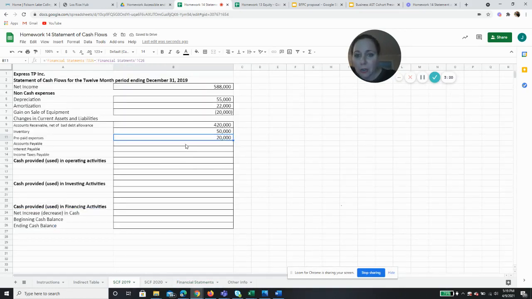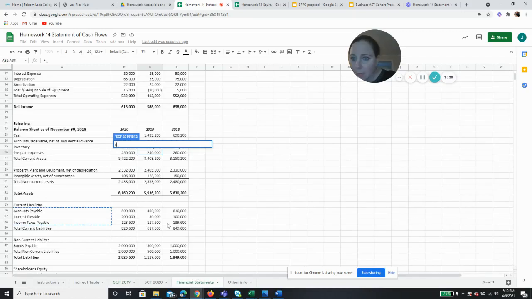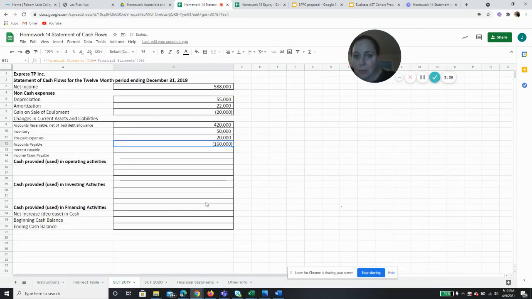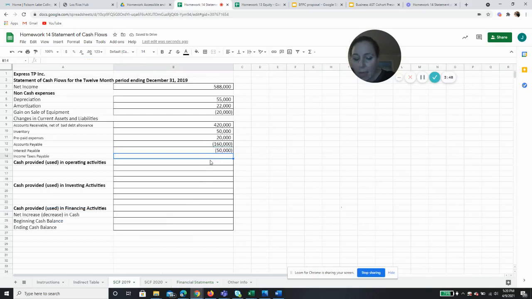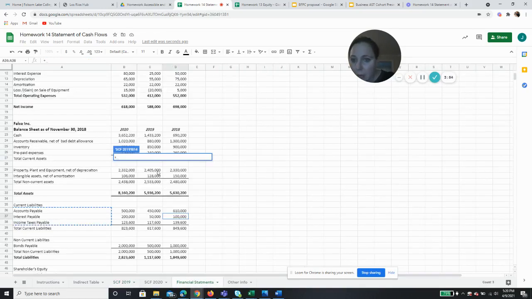For the liabilities, we'll do the opposite. If our liabilities increased, we add, and if they decreased, we subtract. So we'll take 2019 for accounts payable minus 2018. So in this case, we know they went down, so we should be subtracting, and that's how it comes out. So we'll take 2019 minus 2018. For interest payable, and for income taxes payable, we will take 2019 minus 2018.